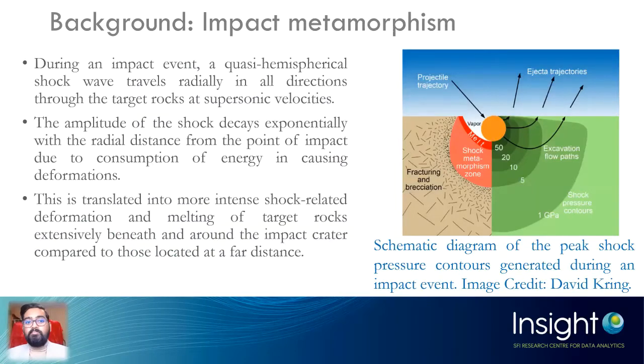During an impact event, hemispherical shock waves are generated that travel readily in all directions through target rocks. The amplitude of these shock waves decays exponentially as we move further from the point of impact due to the consumption of energy in causing deformation in these target rocks. The rocks closer to the point of impact experience more intense shock deformation and melting. This figure on the right side of the slide shows exactly this. As we move further from the point of impact, the shock pressure contour decreases.